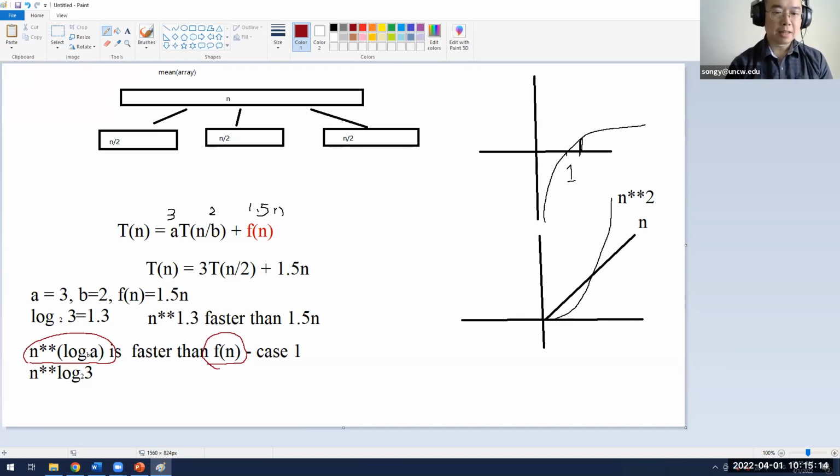Depending on n to the power log_b a versus f(n), which one is faster? There are three possibilities. Number one, n to the power log_b a is faster. Number two, they are equally fast. And number three, f(n) is faster. And then it will put you into the three cases of the master theorem. Okay.